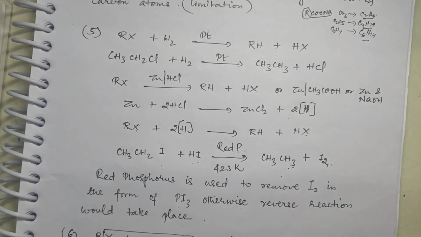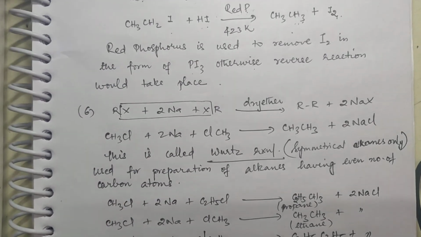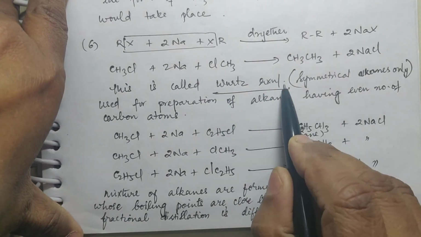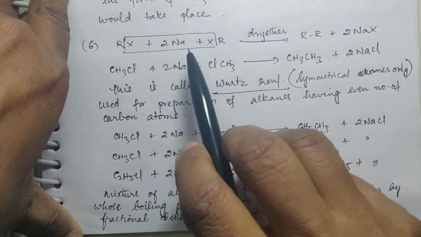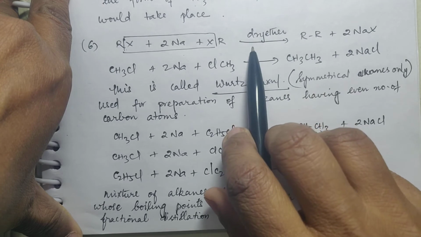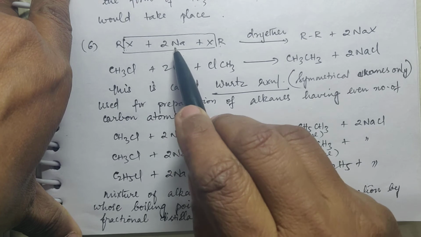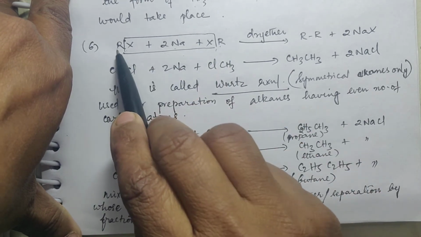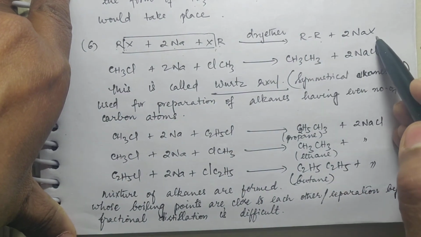Now there is one other method from the same RX. What is it called? It is called Wurtz reaction. It is called Wurtz reaction. Now what happens here? Any alkyl halide you take, it will react with metallic sodium in the presence of dry ether. Okay, so two molecules of alkyl halide are used up and NaX will come out and R and R will join with each other. Okay, so you will get RR plus 2NaX.